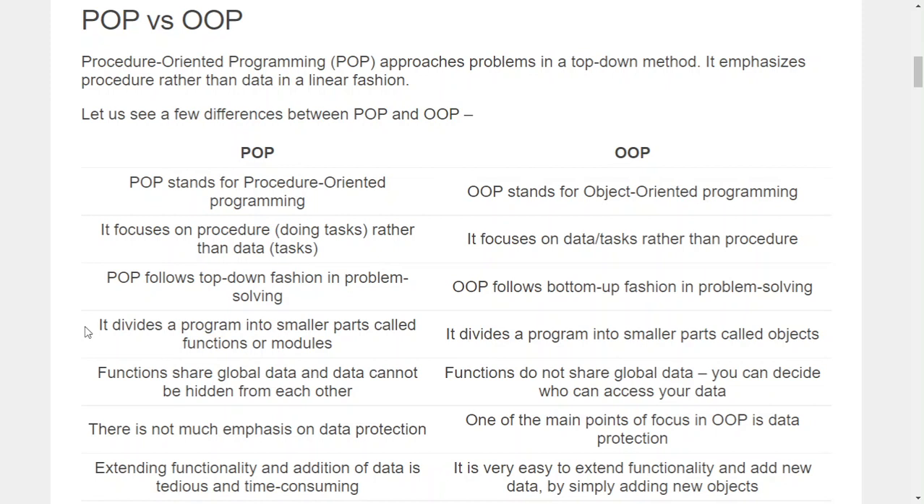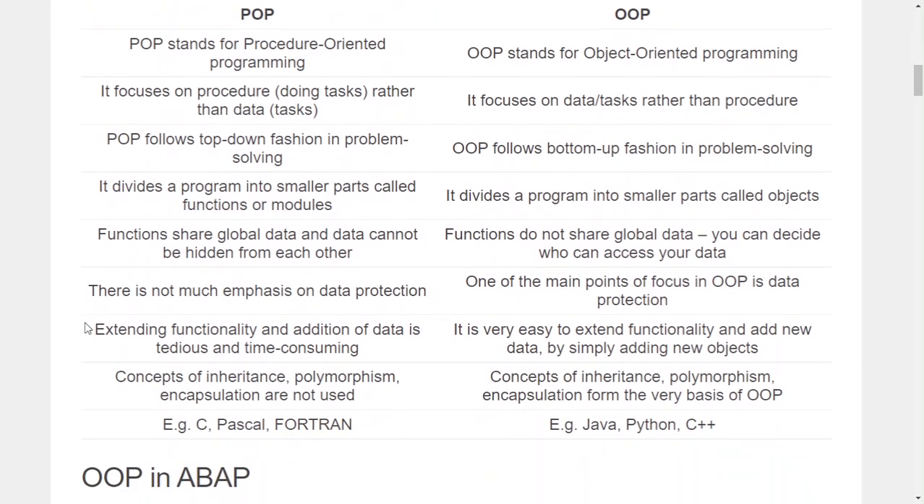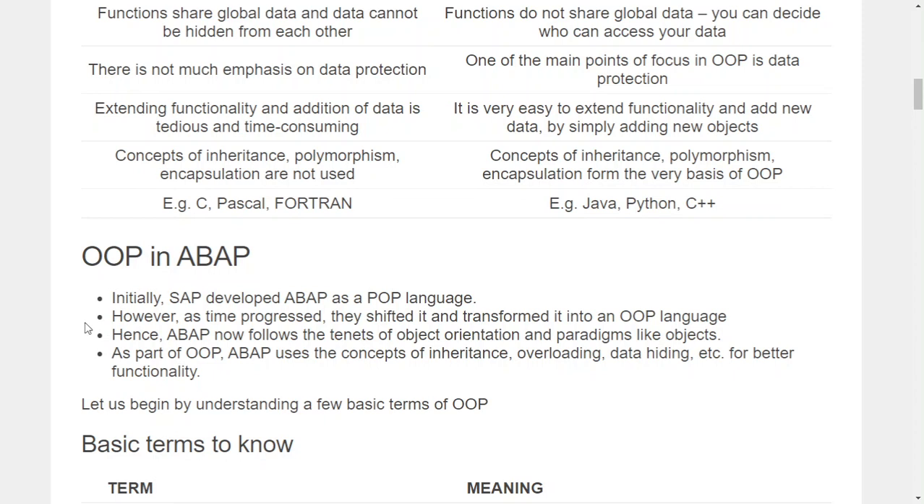In procedure oriented programming there is not much data protection, whereas in object oriented programming the data points to the protected data. So whenever you want, you can see the protection, what it is pointing to in the protected data. In procedure programming, extending functionality and adding data is tedious and time consuming, whereas in object oriented programming it is easy to extend functionality and add new data by simply adding a new object.